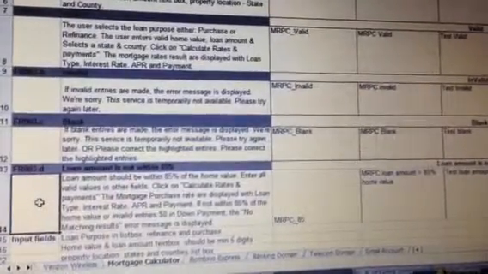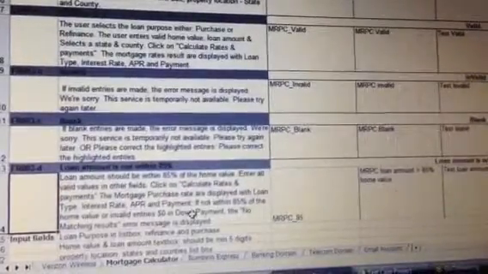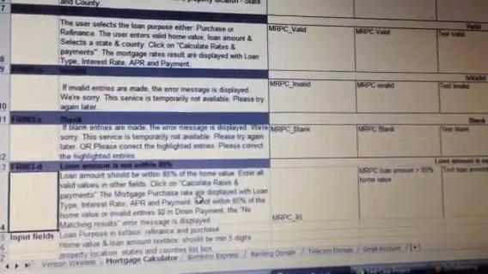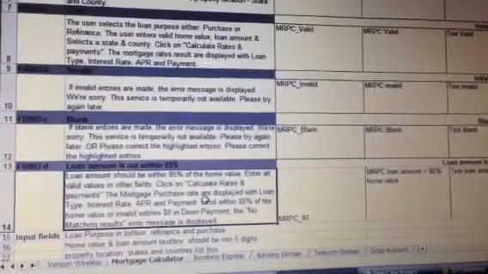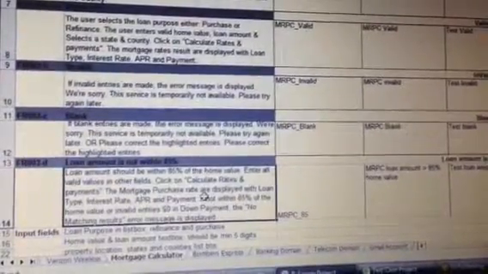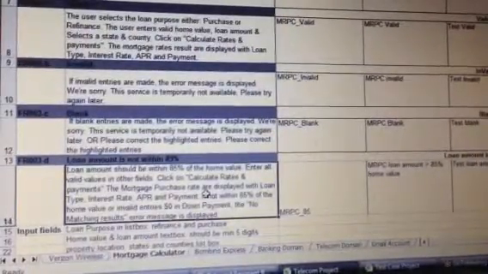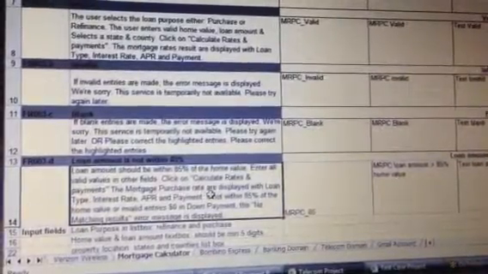My last one is FR003D, which is loan amount is not within 85%. The loan amount should be within 85% of home value. Let's say, for example, the loan amount is $50,000. Then I have to put at least $8,000 down payment. Then the loan amount will come up to $42,000 something. That would be within 85%.